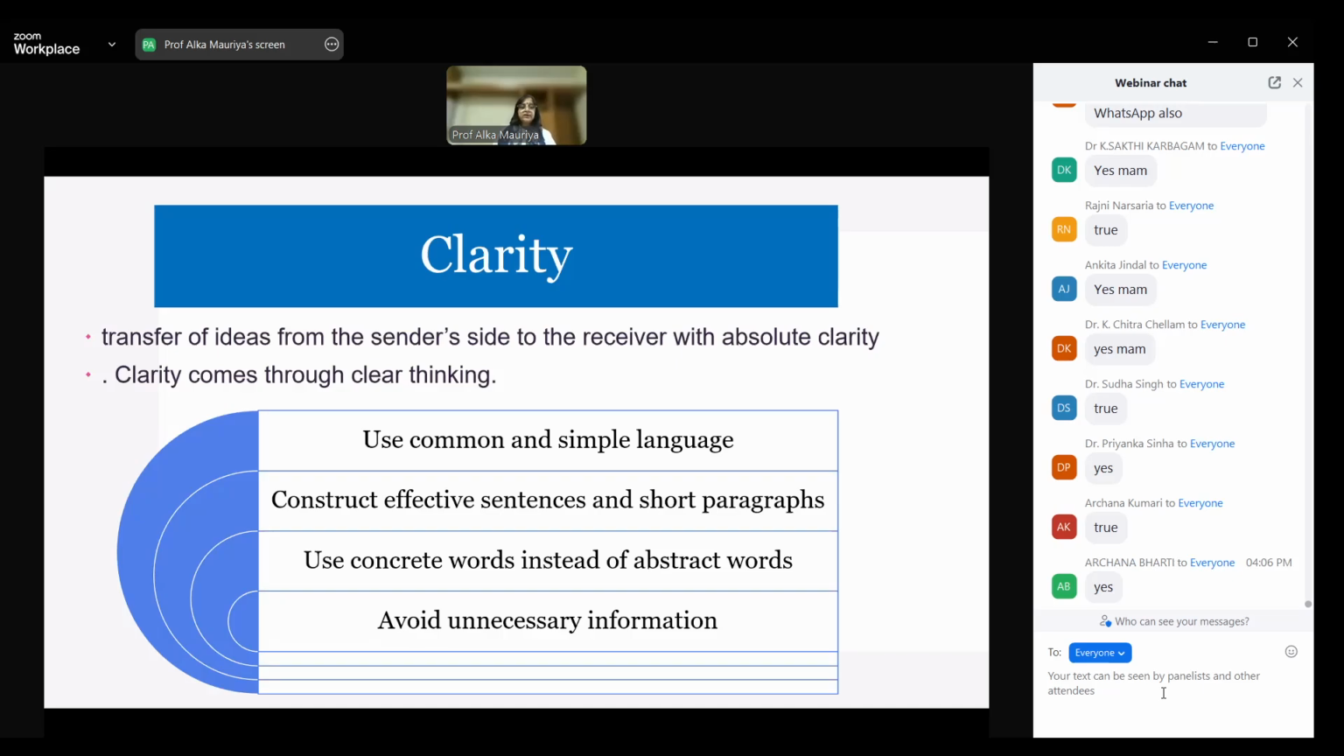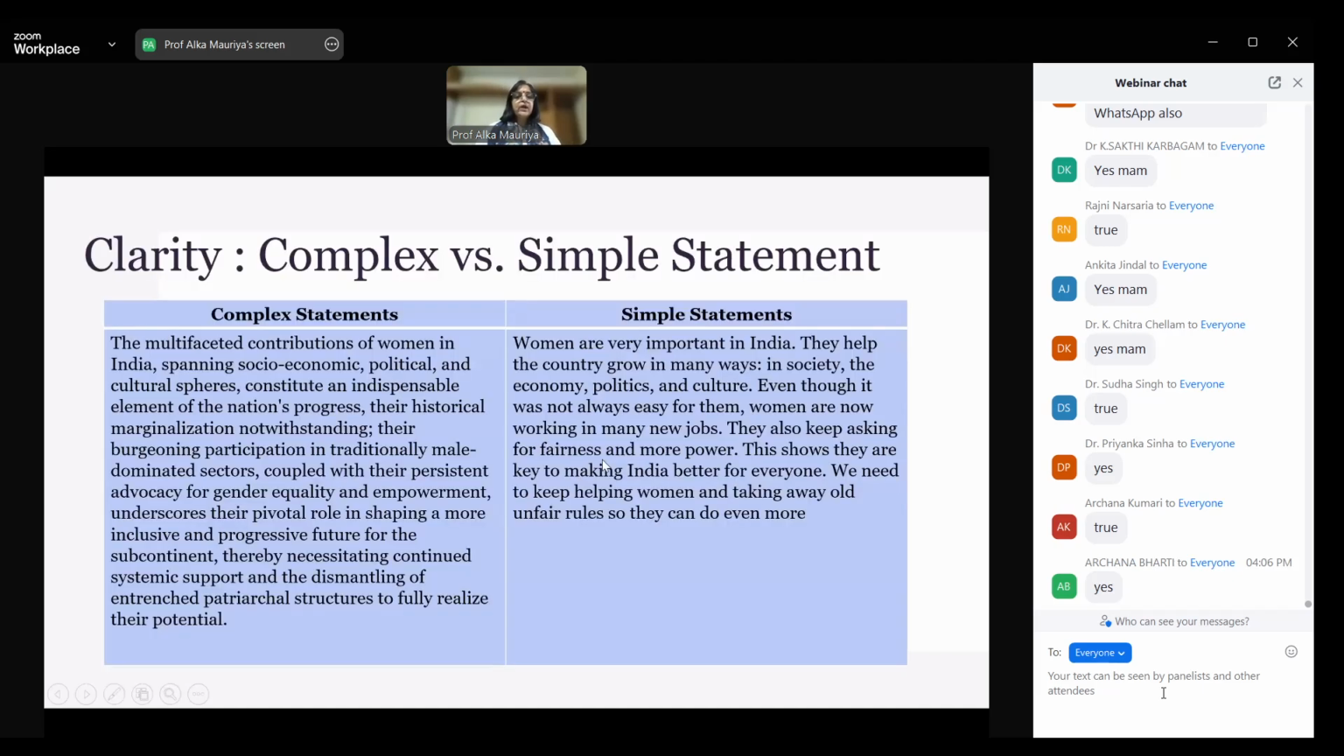We will construct effective sentences and short paragraphs. Use concrete words and simple words instead of abstract words, and avoid unnecessary situations. All of us are talking about AI these days, so I also took help of AI, and these are two examples which I wanted to share with you. The first one, which you see on the left-hand side, is the same thing constructed using complex sentences, and the same thing on the right-hand side with very simple statements, right?